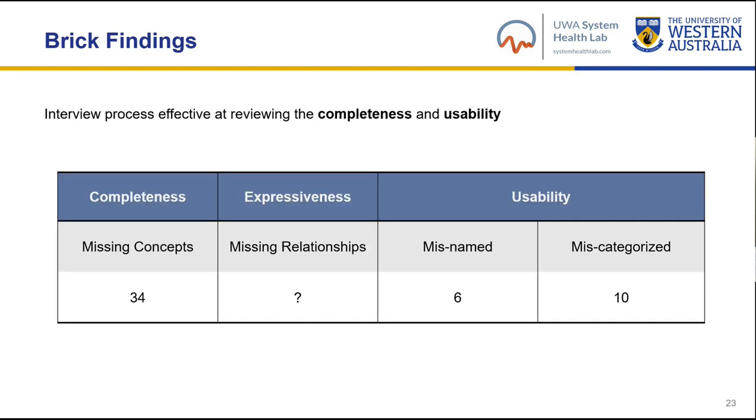The interview process was also effective at reviewing the completeness and usability of BRIC. Overall, participants were satisfied with the scope provided by the main classes, but found that at a detailed level, the model was not complete, as 34 concepts were indicated as missing. Participants also disagreed with the naming and the structuring of information, with 10 suggested to be reclassified and 6 suggested to be renamed.